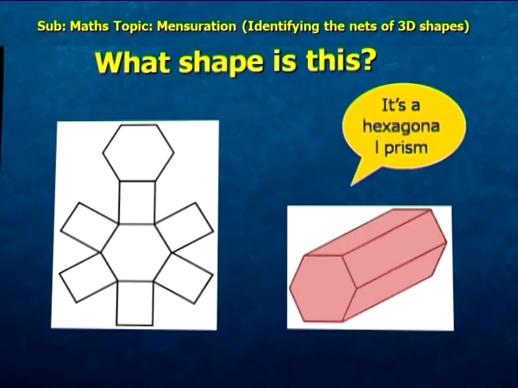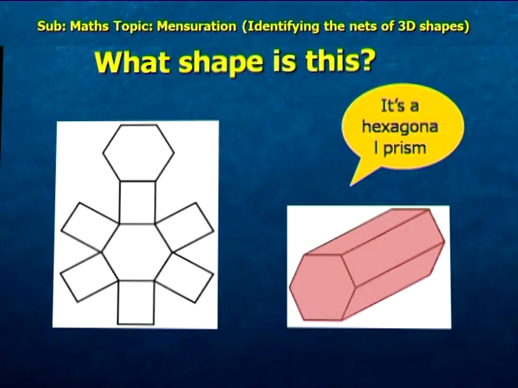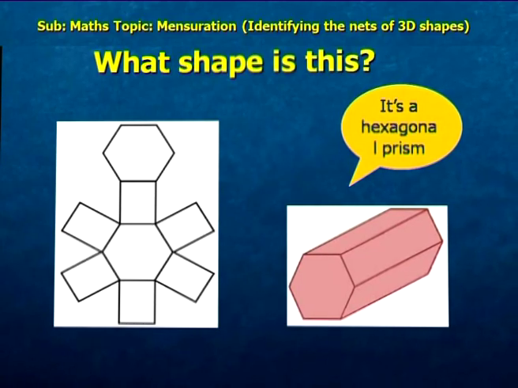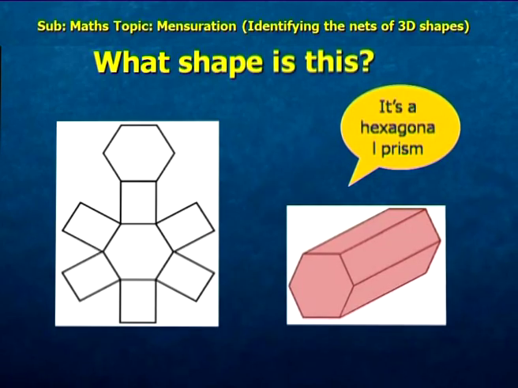So, can anyone assume what kind of shape this is? This is most important, it is a hexagonal prism. So, we can identify the hexagonal prism also. These are the different things we are going to learn.